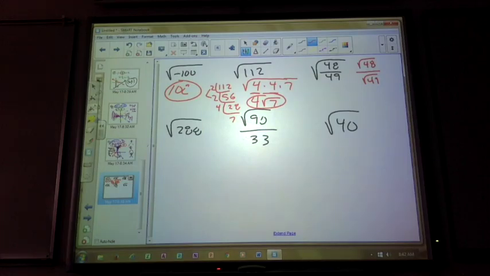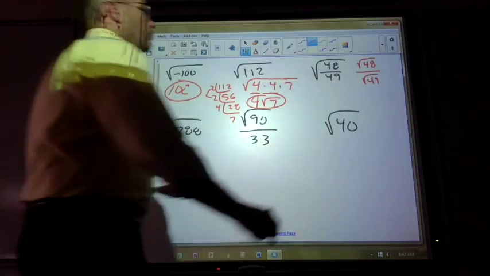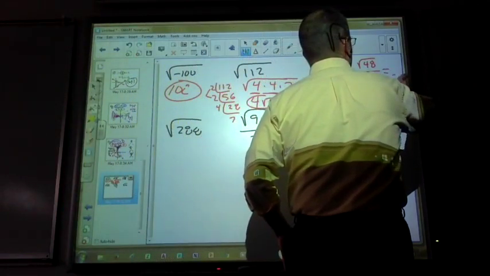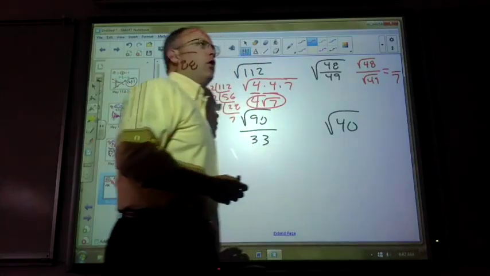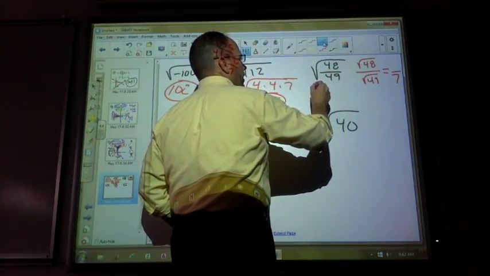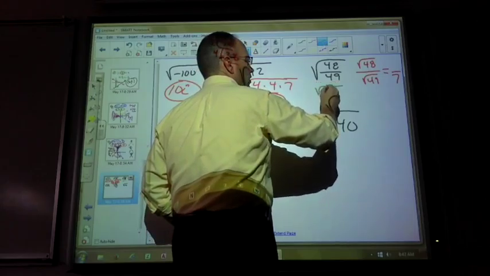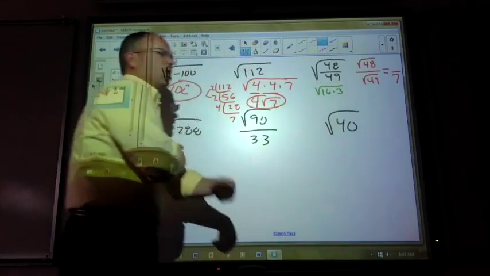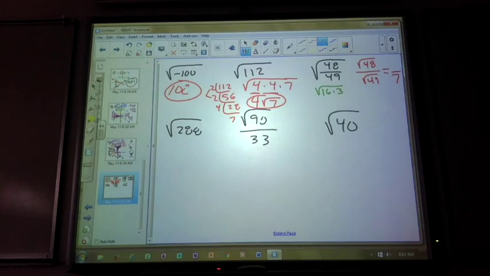All right, I broke square root 48 over 49 into root 48 over root 49. Agree? What's root 49? Root 49 is 7. So this is going to be 7. Then I have to break down root 48. Root 48 breaks down to, I guess I could go 16 times 3. Where did I get 16 times 3? 16 is a perfect square.